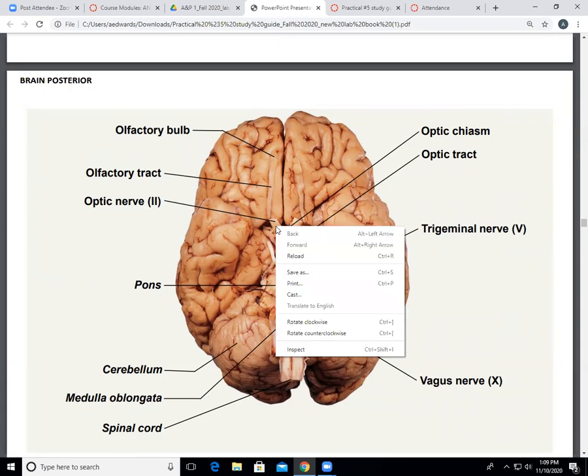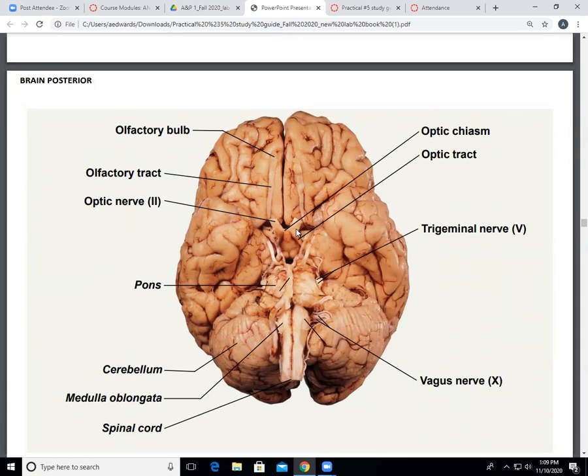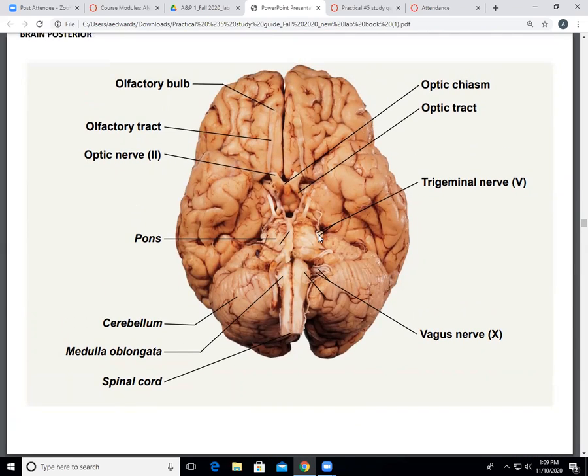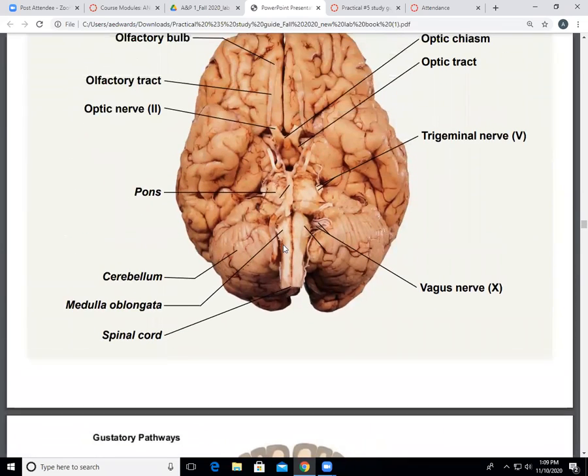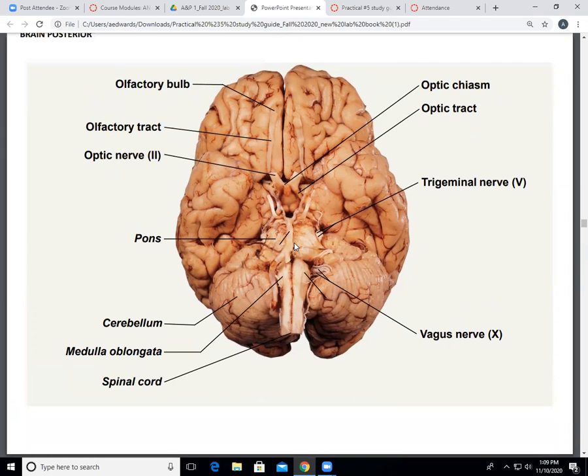Optic nerves, cranial nerve number 2. Okay, and the nerves meet each other at the optic chiasm. Okay, down here you can also see the optic tract. Okay, but that's processing the visual information your eyes take in. All right. So we also have here trigeminal nerve, vagus nerve, medulla oblongata, spinal cord. Here's your cerebellum, your pons. But these are the cranial nerves we want you to know. Okay, so you notice they're not all listed. But these are the cranial nerves we want you to know. So mainly olfactory, optic, trigeminal, vagus.